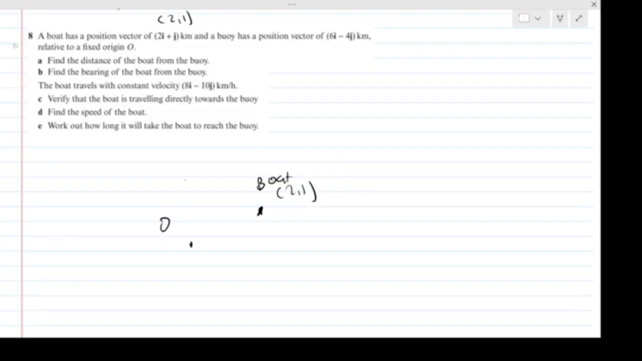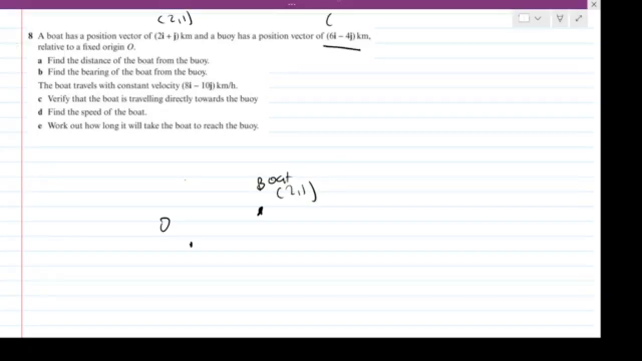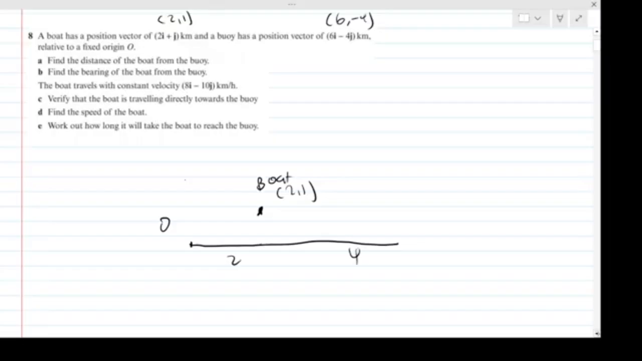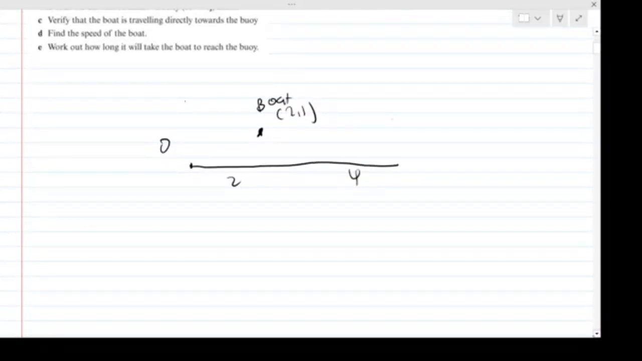And then the boy is the position vector 6 minus 4, so that's basically coordinate 6 minus 4, right? So then if I go from the origin, that's 2 across, another 4 across would get me 6 overall, right? So then if I then go down by minus 4, right? 4 down, I'm now at this point here, and that would then be my boy, okay?